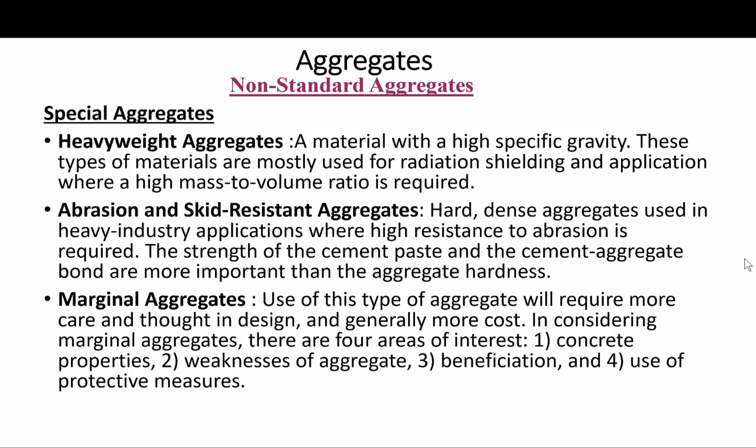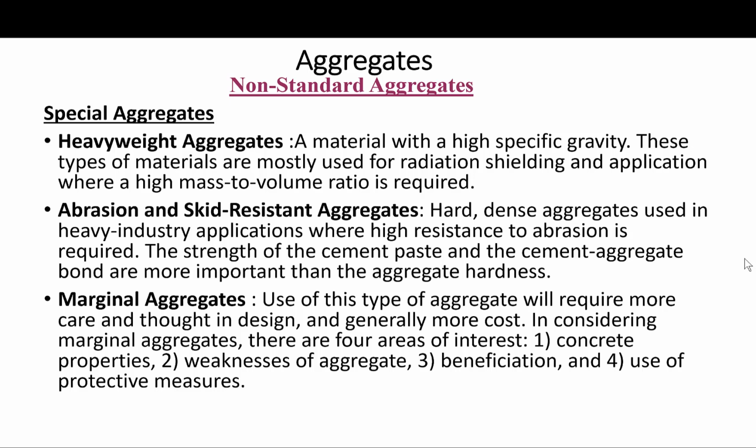We have also the heavyweight aggregates we mentioned before. This is a material with a high specific gravity. These types of materials are mostly used for radiation shielding, an application where high mass to volume ratio is required. We also have abrasion and skid resistant aggregates. These are hard, dense aggregates used in heavy industry applications, where high resistance to abrasion is required. The strength of the cement paste and the cement aggregate bond are more important than the aggregate hardness.